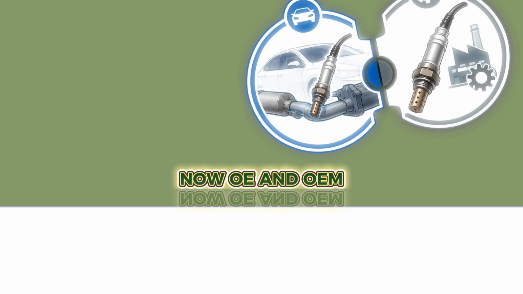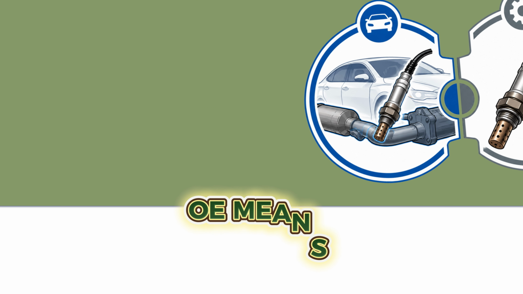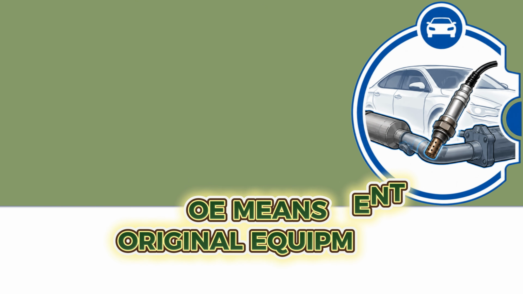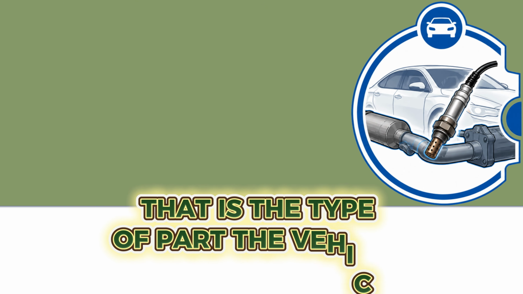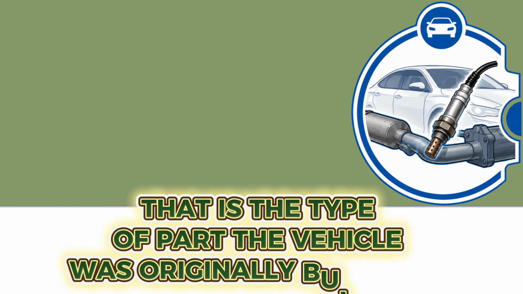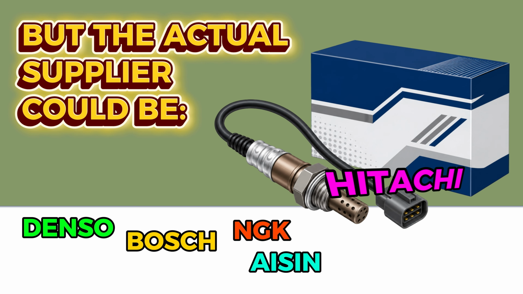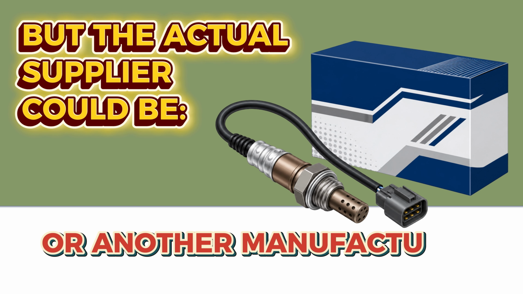Now OE and OEM. OE means original equipment. That is the type of part the vehicle was originally built with. OEM means original equipment manufacturer, which usually refers to the company that made the original part for the car maker. For example, a car maker may sell a sensor in its own branded box, but the actual supplier could be Denso, Bosch, NGK, Aisin, Hitachi, or another manufacturer.